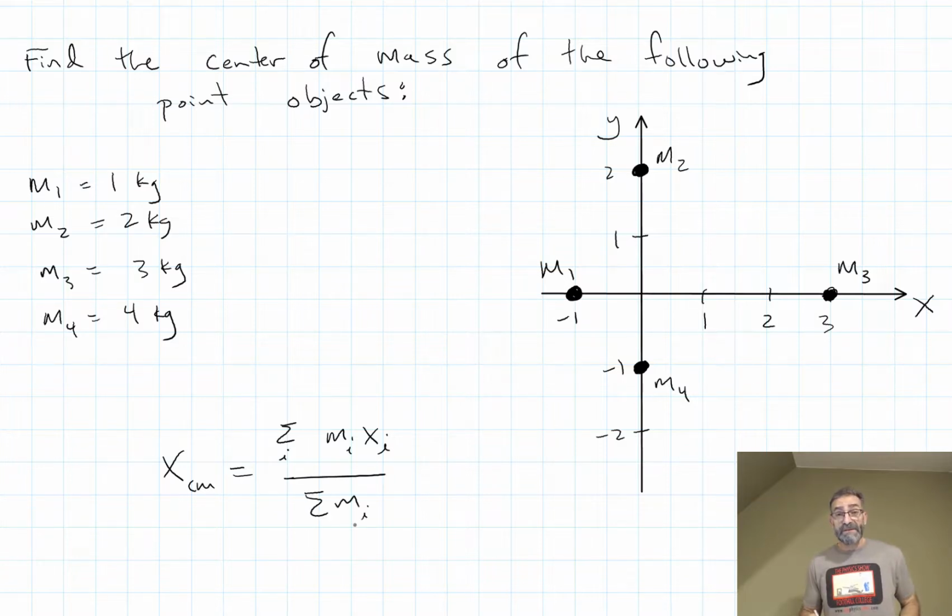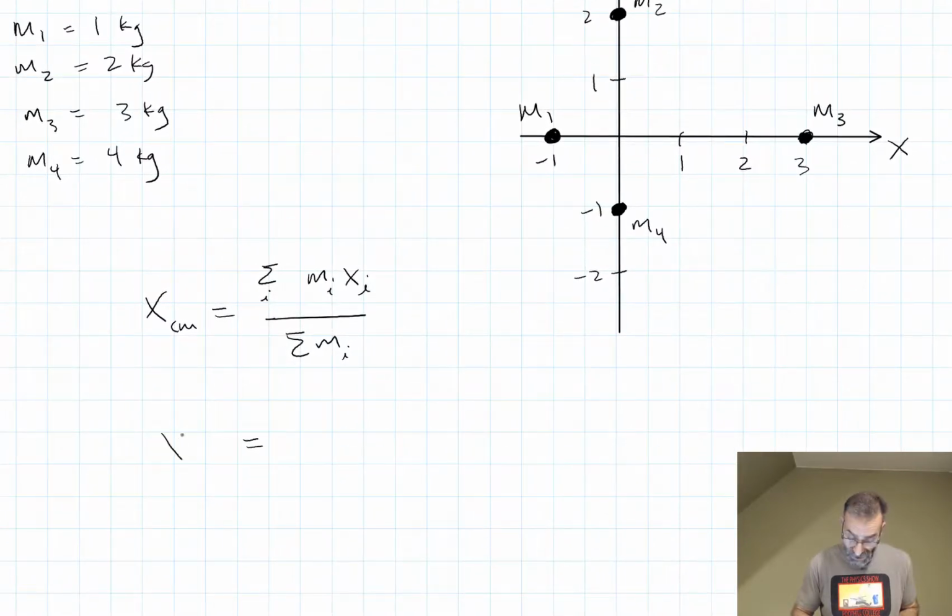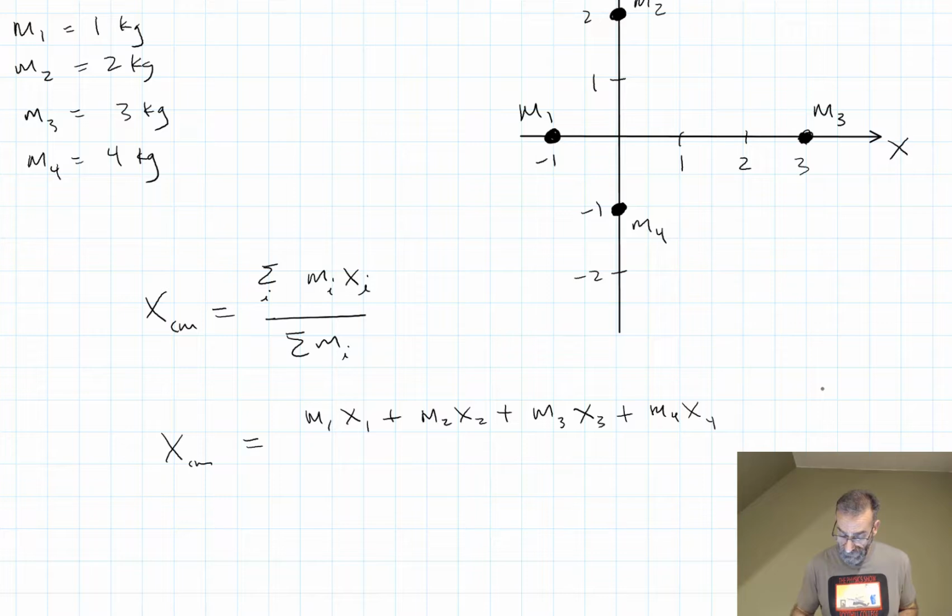Here's our equation to find the center of mass. It's basically a weighted average. We're multiplying the mass by its x coordinate and then adding those all up and dividing by the total mass. So in this case, our x center of mass is going to be m1 times its location, x1, plus m2, x2, and all the way up to x4. And we'll divide by the total mass.